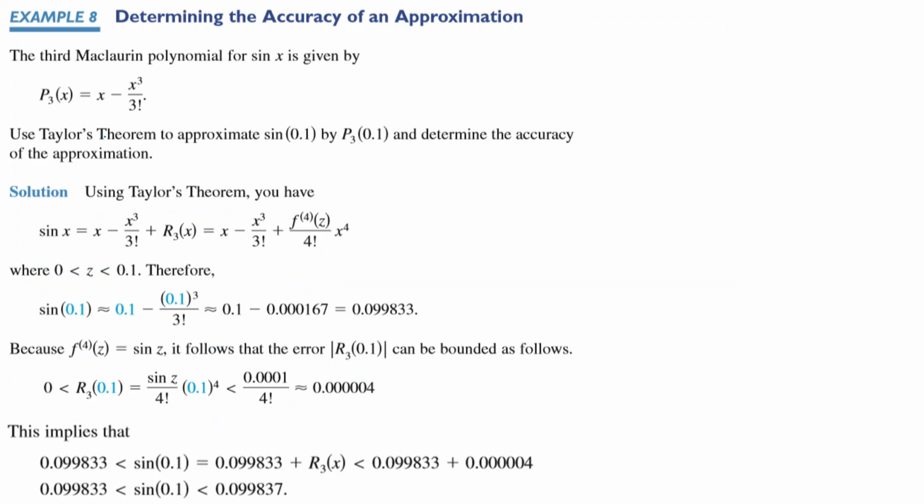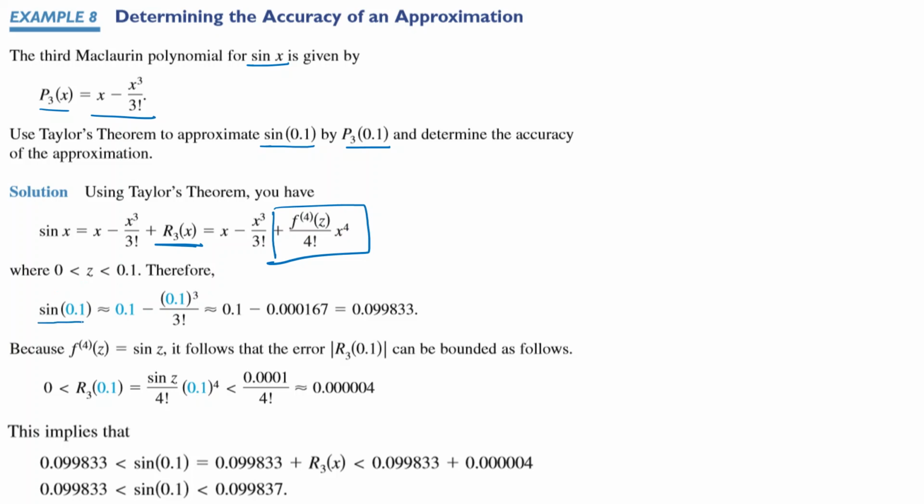All right, so for example, we have a third Maclaurin polynomial, so p sub 3 for sine. We calculated something similar to this before. It's x minus x to the third over 3 factorial. We use Taylor's approximation for sine of 0.1 by the polynomial at 0.1, and we want to know how accurate it is. So if we plug in, we're going to have this extra remainder here, and this remainder term would be the next term, right, the 4th derivative at some function value z over 4 factorial times x to the 4th, where z should be between 0 and 1.